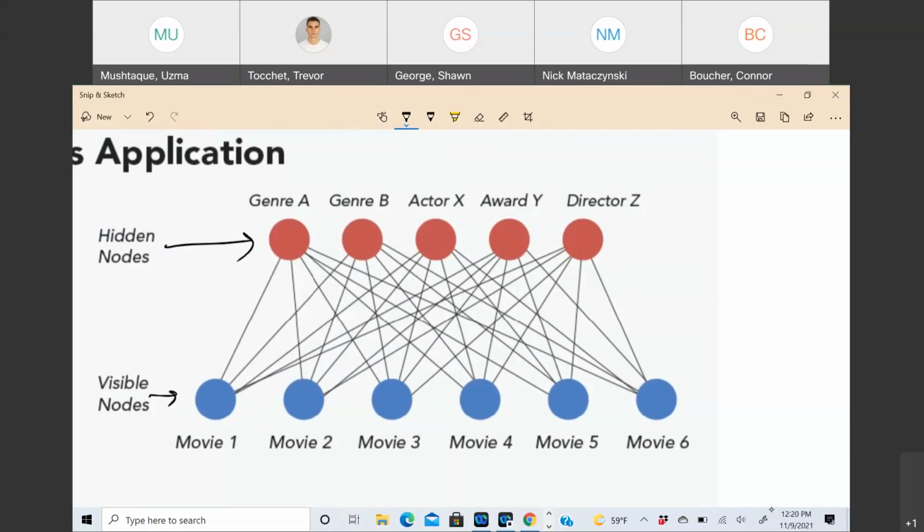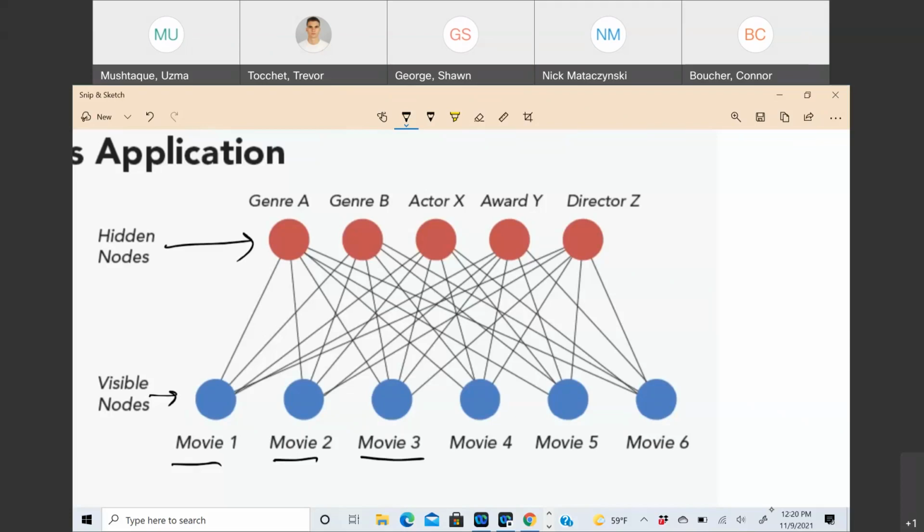Okay. Here you can see some inputs that are movies, and then there are some nodes that are representing some genres or actors, awards, director, whatever. But from the perspective of the network itself, there is nothing like this. There is just some input data, and then there are some features that the network creates. Okay, so how does that happen?